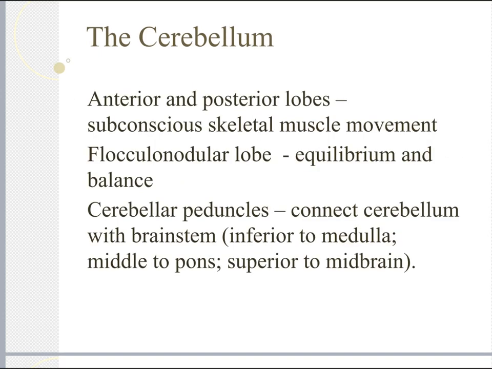So we have those anterior and posterior lobes of the cerebellum. They're subconscious skeletal muscle movement. Now, let's look at these lobes. The flocculonodular lobe deals with equilibrium and balance. And we have the cerebellar peduncles again, connecting the cerebellum with the brainstem, inferior to the medulla, middle to pons, and superior to the midbrain.